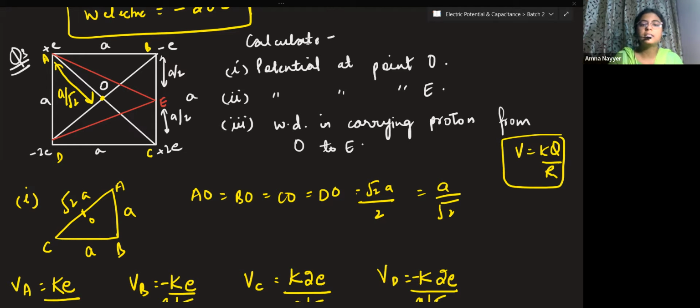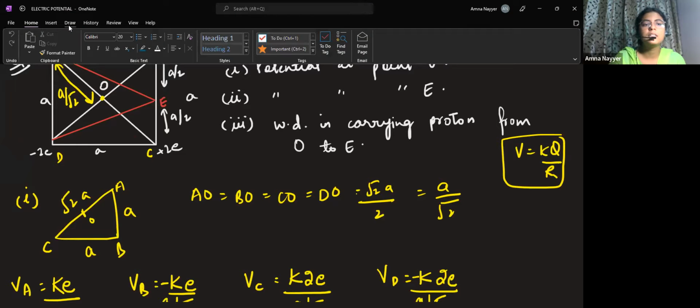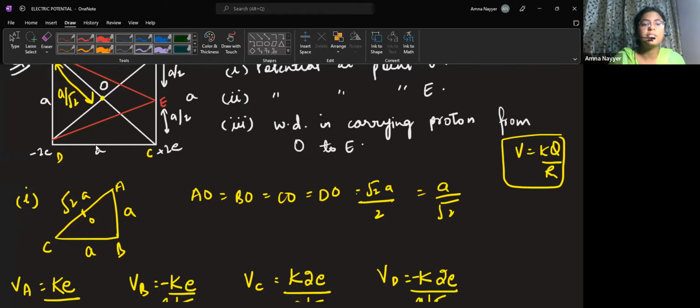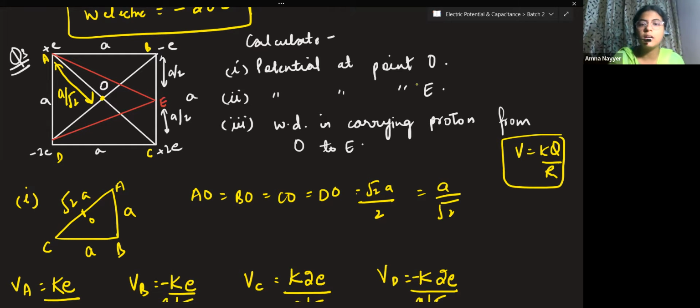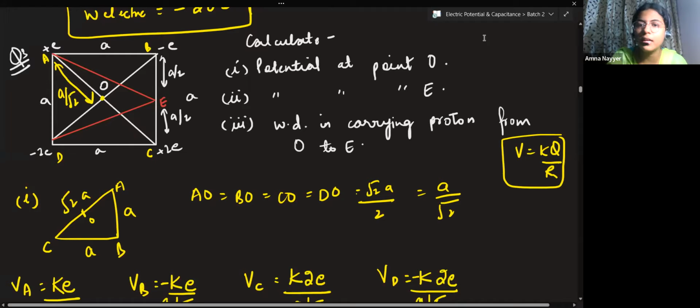Now, see, we had started with a question, but we couldn't complete it. So let's do these two parts left. Did anyone try what is the potential at point E and work done? If anybody has tried and has got the answer, just write me in the chat box. I'll see and I'll let you know whether it's correct or not. Otherwise, let's continue with the second and the third part.